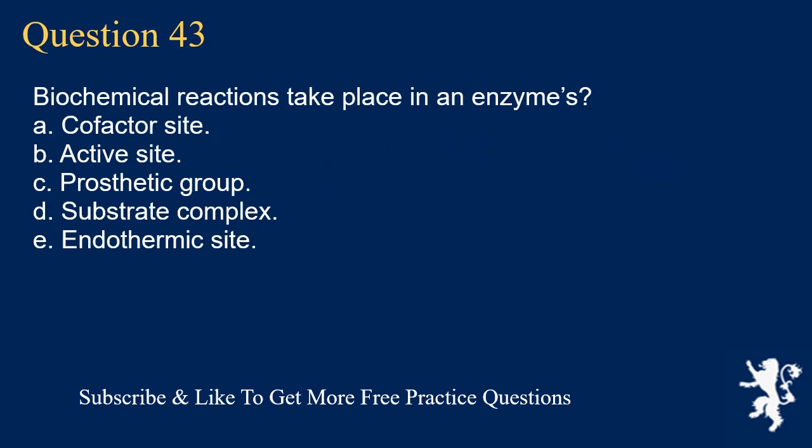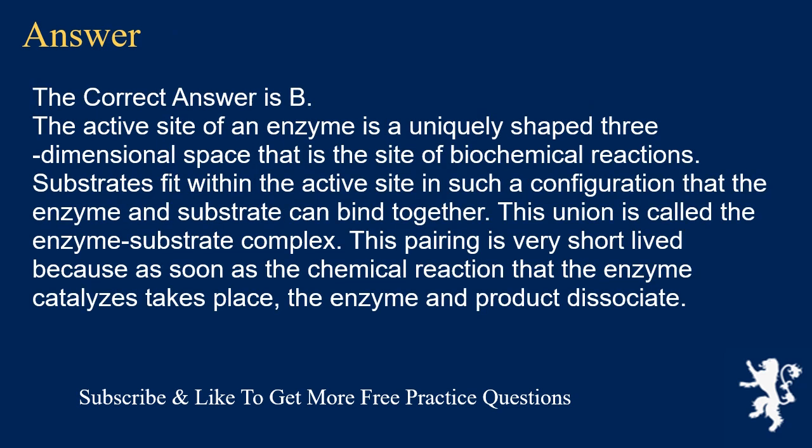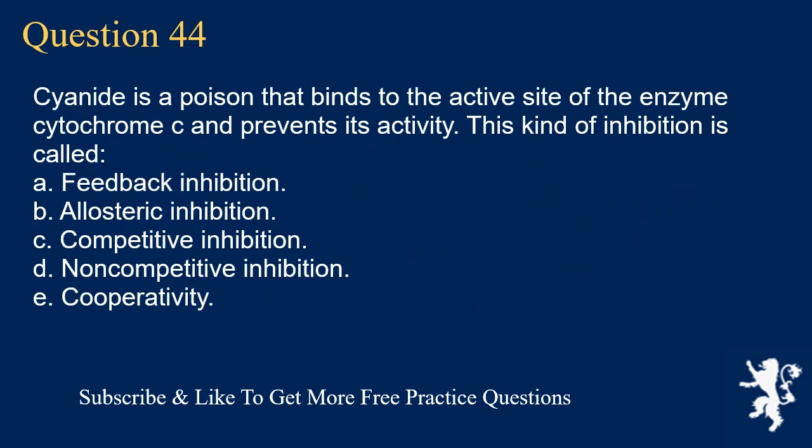Question 43. Biochemical reactions take place in an enzyme's? A. Cofactor site. B. Active site. C. Prosthetic group. D. Substrate complex. E. Endothermic site. The correct answer is B. The active site of an enzyme is a uniquely shaped three-dimensional space that is the site of biochemical reactions. Substrates fit within the active site in such a configuration that the enzyme and substrate can bind together. This union is called the enzyme-substrate complex. This pairing is very short-lived because as soon as the chemical reaction that the enzyme catalyzes takes place, the enzyme and product dissociate.